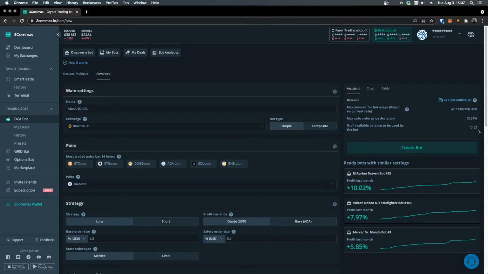And then that puts us at a 10% ratio. So balance to be used. That means only 10% of the funds I have available have been allocated to this bot. So this bot can never spend more than 10% of my funds before I've got to intervene and add more, or God forbid take a stop loss, which I never do because we're dollar cost averaging here, folks.